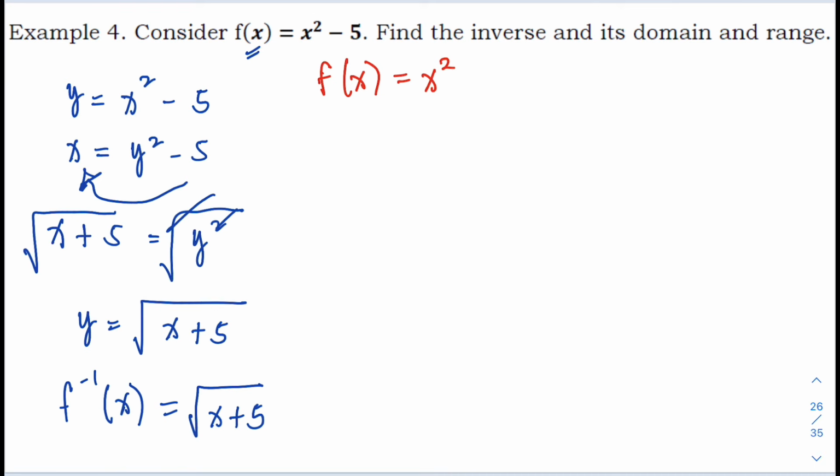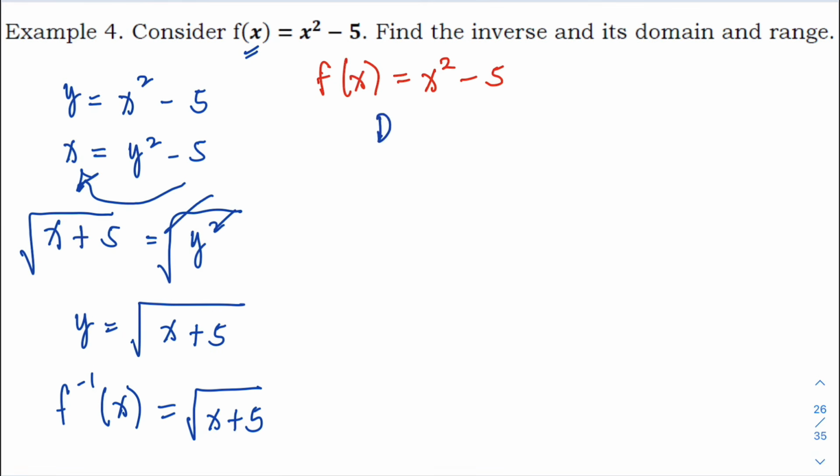So meron tayong x squared minus 5. So una, kunin natin si domain. So as you can see guys, dito naman sa ating f of x, wala naman tayong pwedeng maging restriction ni x, 'di ba? Ibig sabihin, any x values is magkakaroon tayo ng real number dito. Okay? So ibig sabihin, ang domain natin dito is the set of all x such that x is any real numbers.